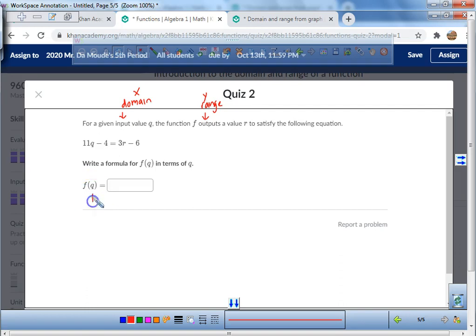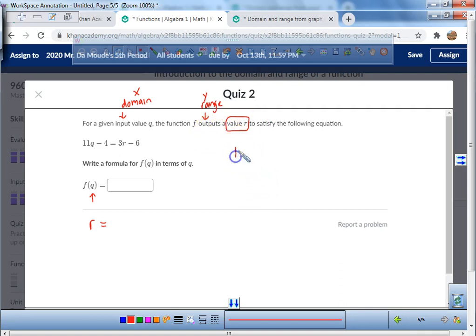So here's the cool news. Check this out. Do you guys see where it says f of q? Basically, that means we are going to have everything in terms of q. All right, so it says the output value is r. So basically on this one, f of q means r equals. F of q is your output. It says the value r is your output. So we're going to be solving for r.